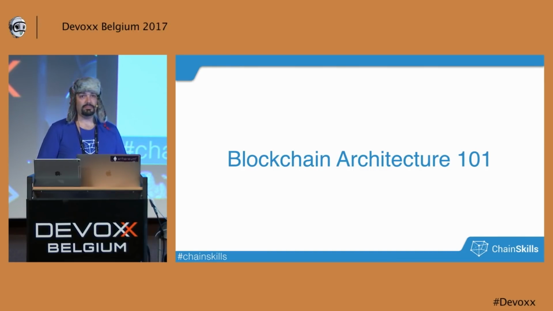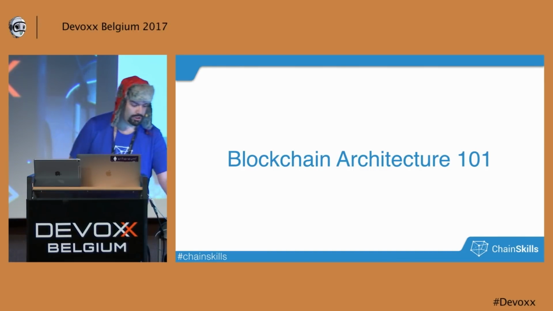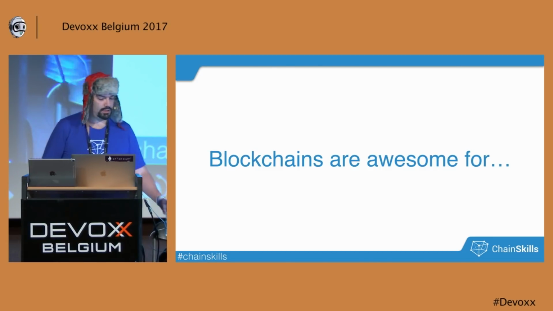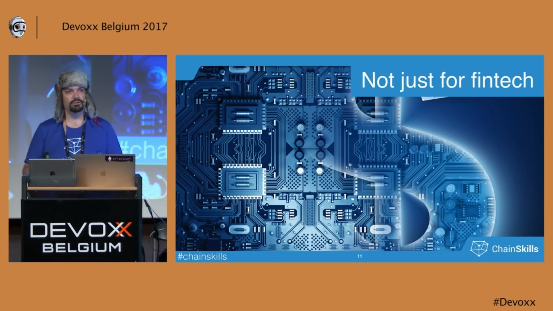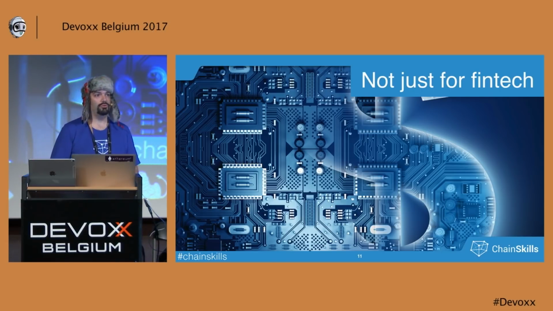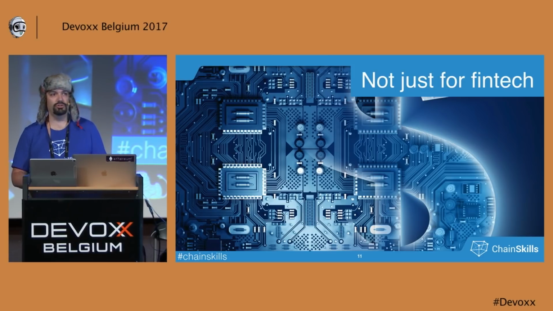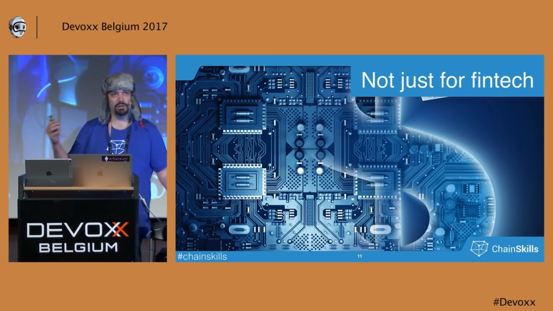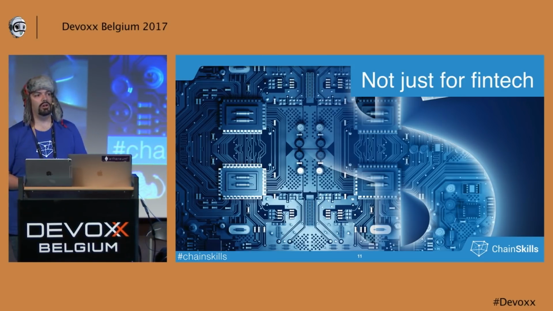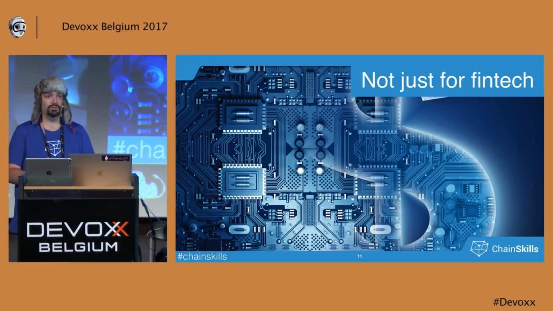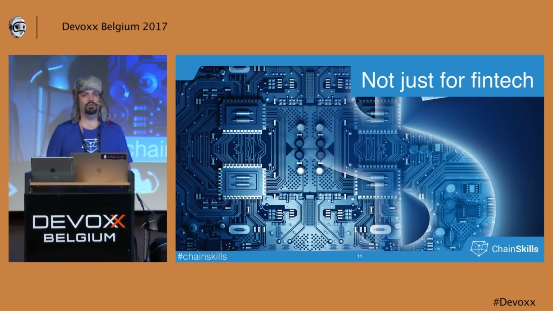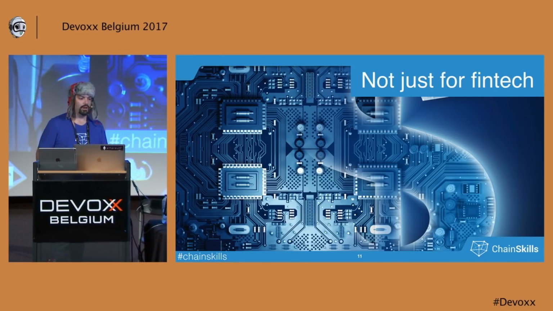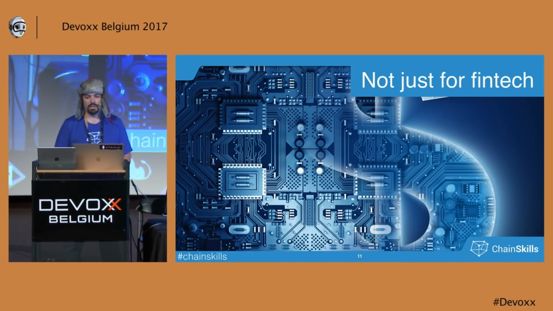Now, a very brief introduction to the blockchain. There are a few things that blockchains are awesome at. The first thing, it's not just for fintech. So I'm sure you've heard of the blockchain in the world of banks and insurance companies and so on. It's clearly not the only vertical where they are useful. And I would even argue that it's not the best one, because those industries are highly centralized. And we're talking about a technology that was designed to be decentralized. So be aware of this limitation.